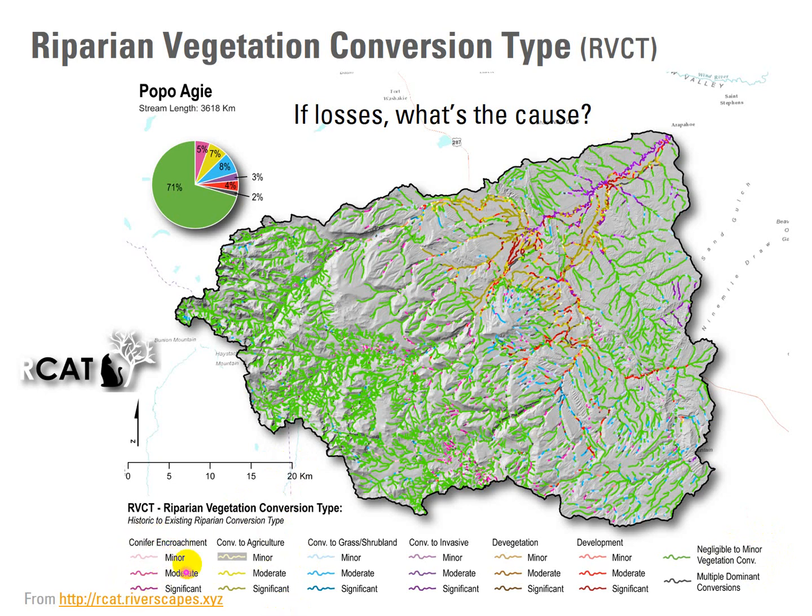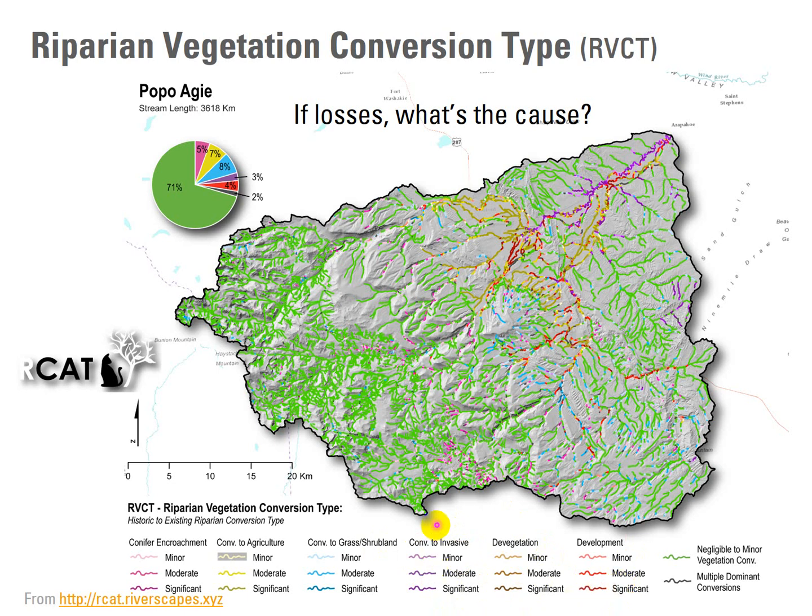So was it conifer encroachment into those valley bottoms? Was it conversion to agriculture, which we're seeing in this part of the basin? Conversion to grass or shrubland. These purples are conversion to invasive species. There are areas that have just been devegetated, and then other areas that have been developed. Okay, and so those basically allow us to look at the cause.